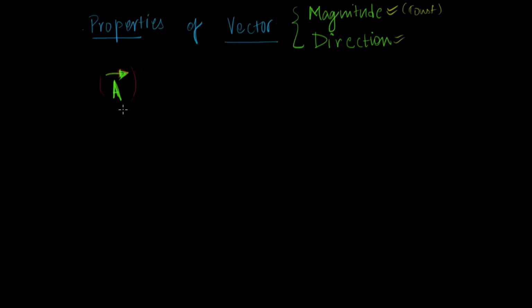Now, this is just the abstract representation of the vector, but the actual representation of the vector is given by an arrow of a particular length.